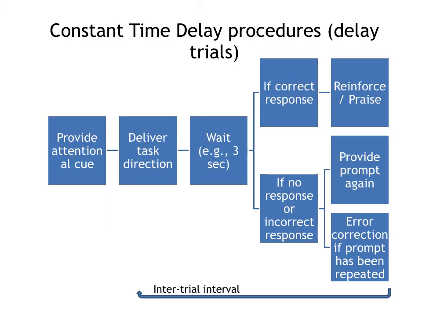So after you deliver 5 to 10 0-second delay sessions, you are going to use constant time delay sessions. You can wait 3 seconds or 4 seconds, whatever is socially appropriate. It's the same, but you will wait for 3 seconds before you provide prompts. So you deliver the task direction and wait for 3 seconds. If students make correct responses, you will praise. If students have no responses or incorrect responses, then you can provide prompts again, or you can correct the error.